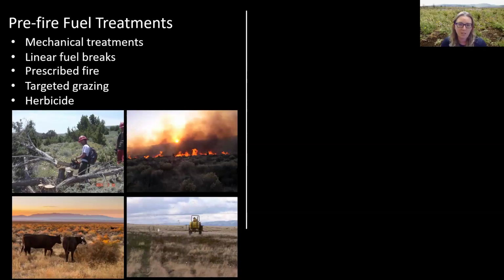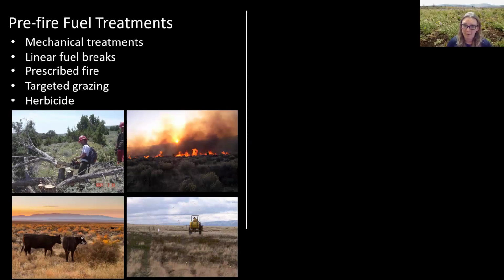Some of those solutions are things that we can do before the fire starts. Some things that people consider are mechanical treatments. Like the top left photo there, one option is to cut the juniper and leave them on the ground. You might cut the juniper, pile, and then burn them. Sometimes we do mastication treatments, which leaves like a ropey, kind of a large bark mulch behind. Sometimes prescribed fire can be appropriate in these systems.